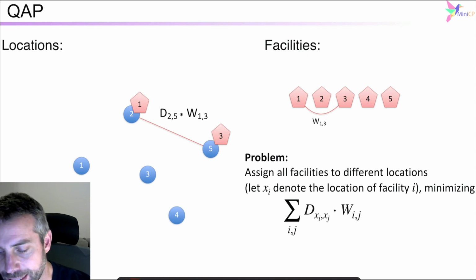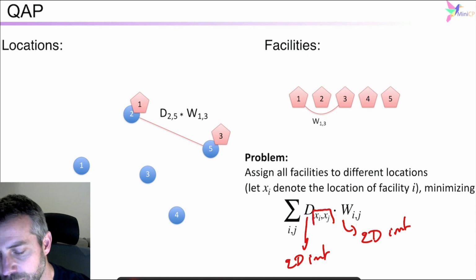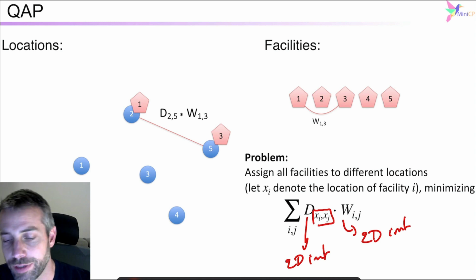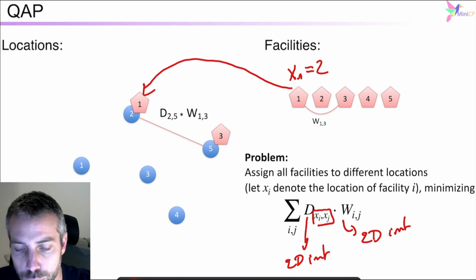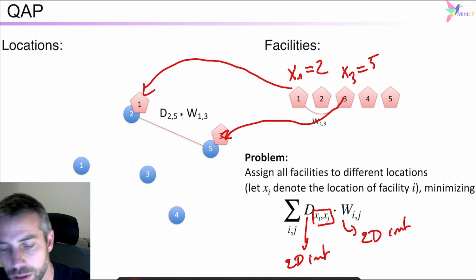So this is a two-dimensional integer array. And this D, the matrix D, is also a two-dimensional integer array. But as you can see in this model, xi and xj are the two decision variables. So I need to decide one decision variable for each facility, okay? And for instance, for that one, I will have that x1 is equal to 2, which corresponds to placing this one on the location number 2. And here you have x3 equal to 5 to tell that you have placed this one on the location number 5.